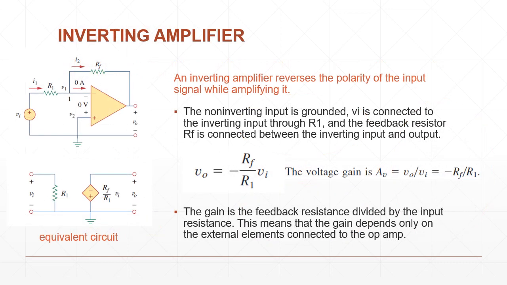An inverting amplifier reverses the polarity of the input signal while amplifying it. The non-inverting input is grounded. Vi is connected to the inverting input through R1, and the feedback resistor Rf is connected between the inverting input and output. The voltage gain Av = V0/Vi = -Rf/R1. The gain is the feedback resistance divided by the input resistance. This means that the gain depends only on the external elements connected to the op-amp.